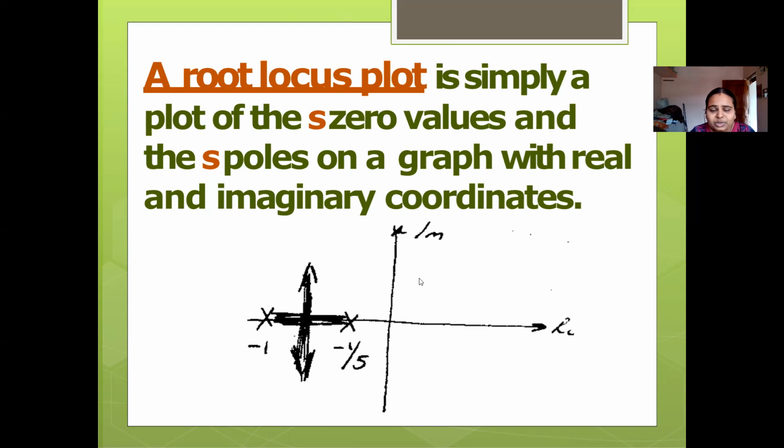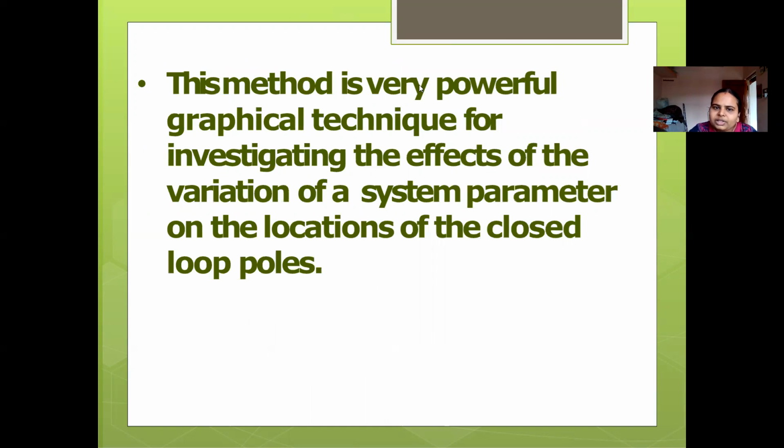In the theory part, you will be learning those. Based on that, I can tell whether a system is a stable one or marginally stable or unstable. So some factors are going to be affecting there. Next, this method is a very powerful graphical technique for investigating the effects of variation of system parameters on the location of the closed loop poles.